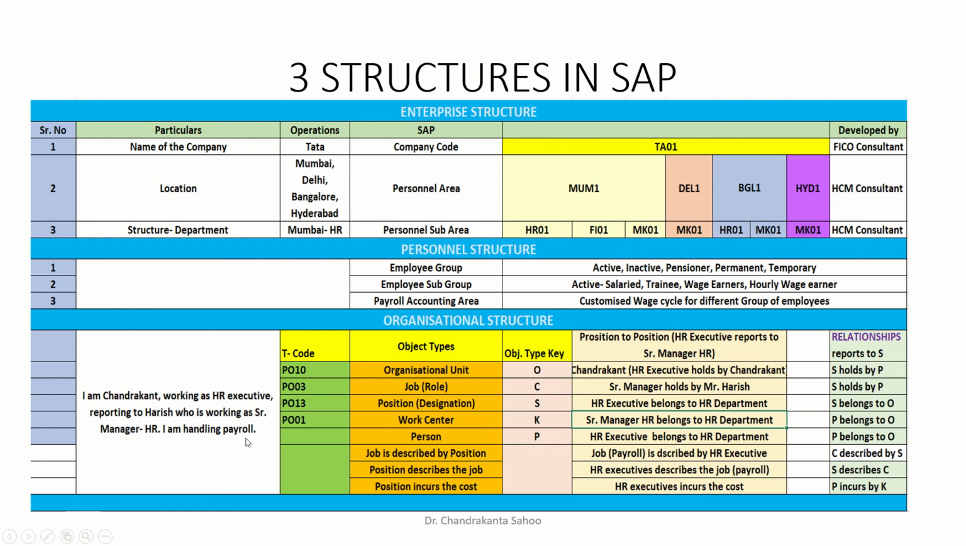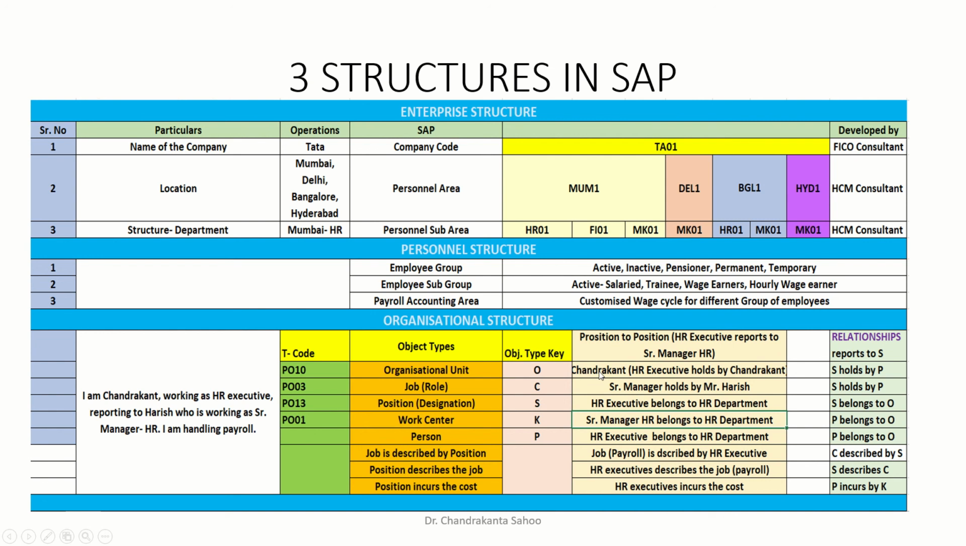I am handling payroll. So normally in this organizational structure, we have to identify the relationships. Let me elaborate a little. Position to position: HR executive reports to senior manager HR. So what is the position? Position means S reports to S. You see, this is the first relationship. A position reports to S.